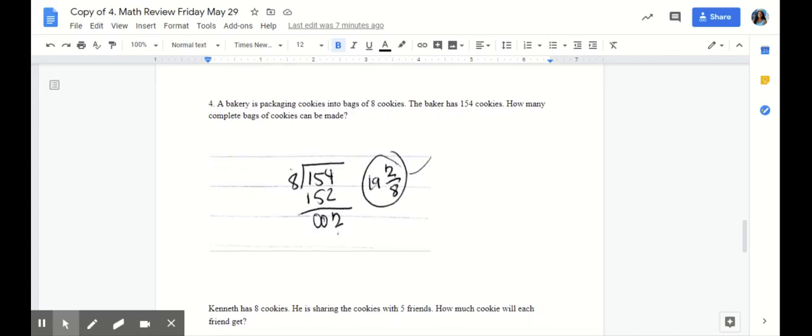The secret code for today's math review is MAGIC. Again, the secret code for today's math review is MAGIC.